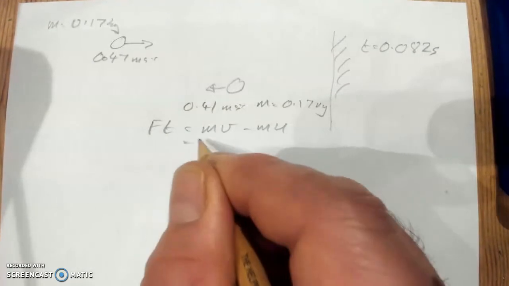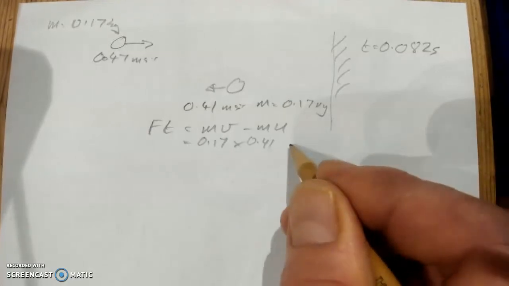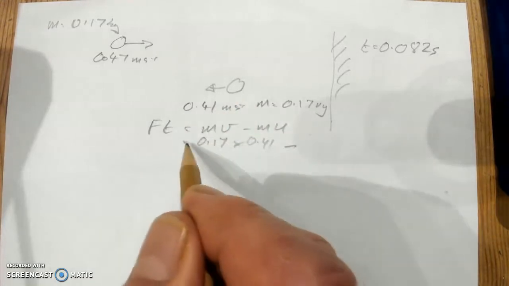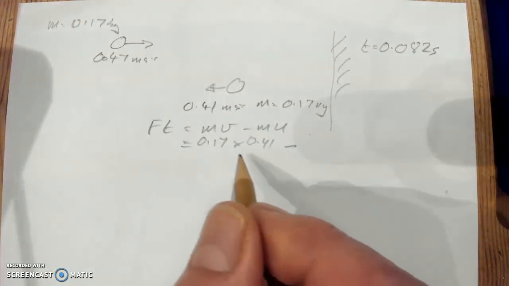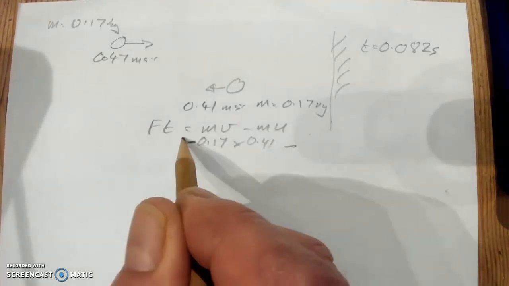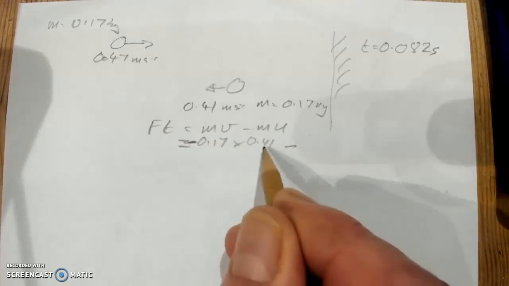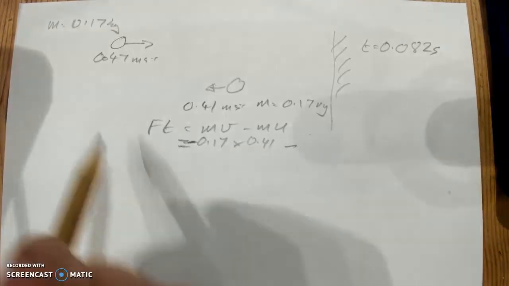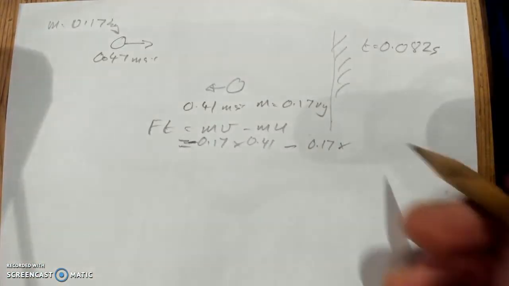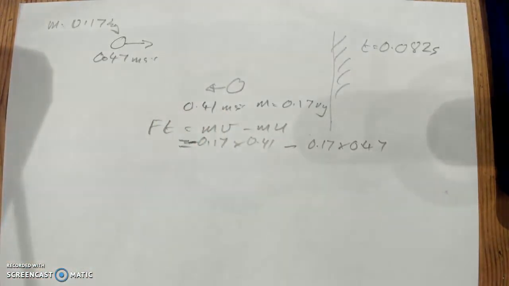Put the numbers in, so we've got 0.17 times the 0.41, because that's the final, minus. Now the thing is here, this is going in that direction, so that 0.41 meters per second is actually a negative velocity, so that's actually a negative quantity there. So that's minus 0.17 times 0.41, and then take away the initial, which was 0.17 times 0.47, and that's okay because that is a positive velocity. That's going in the positive direction, this is coming in the negative direction.